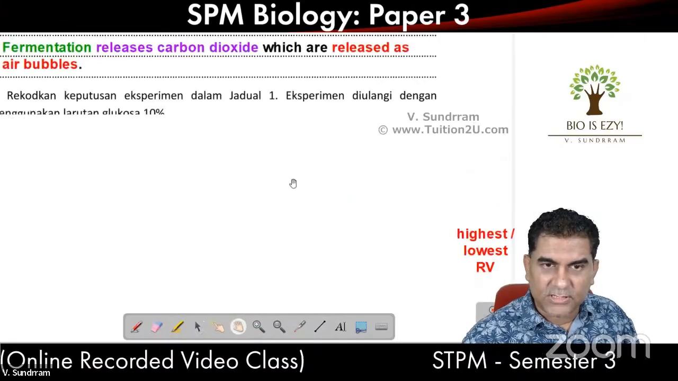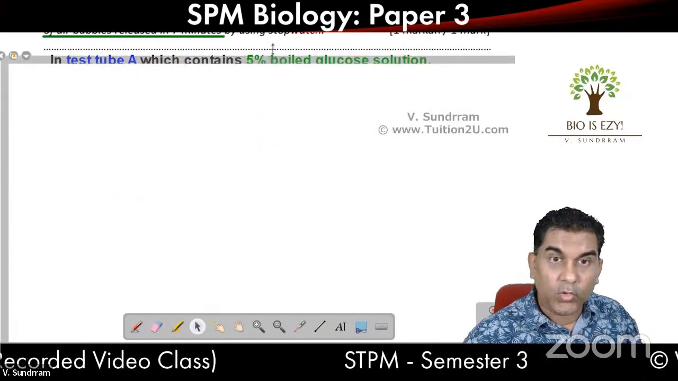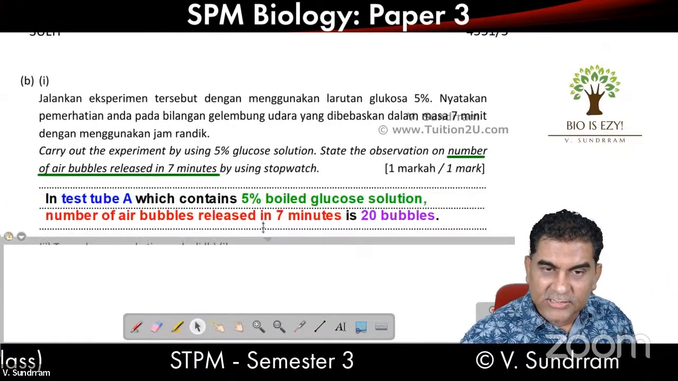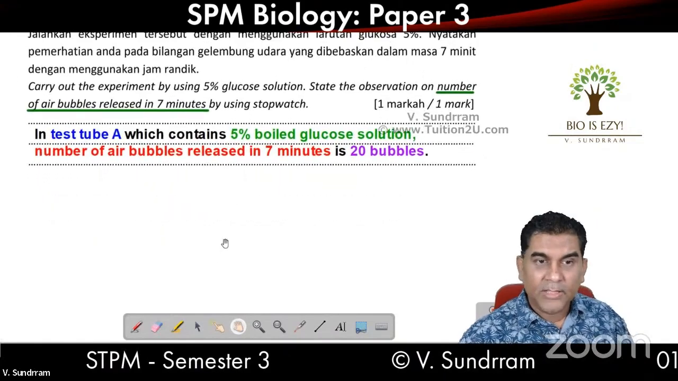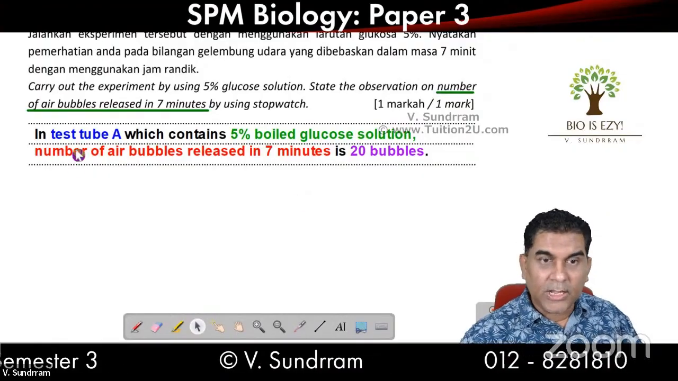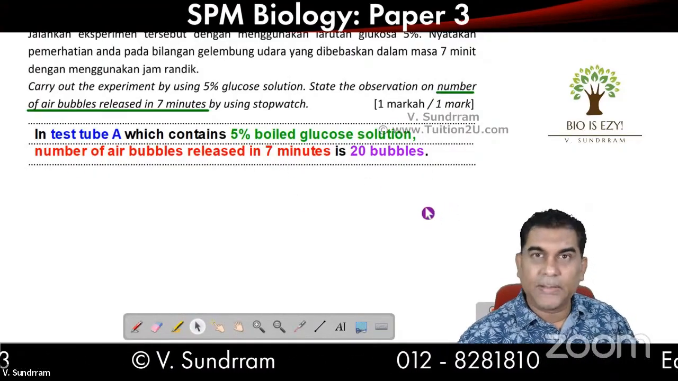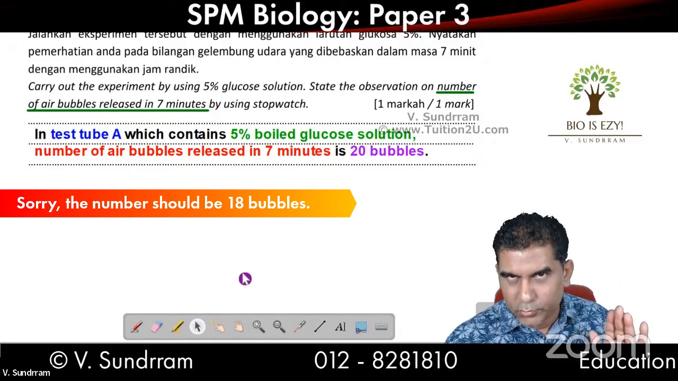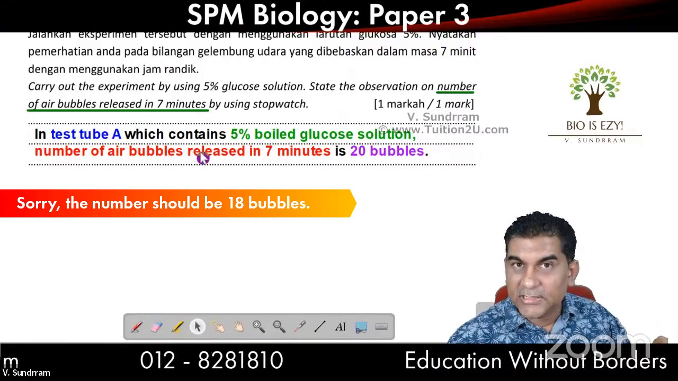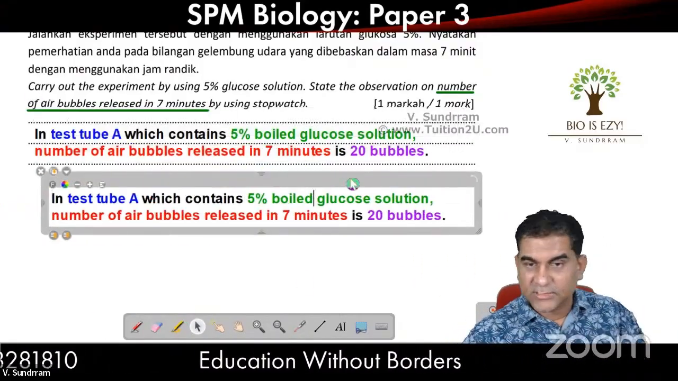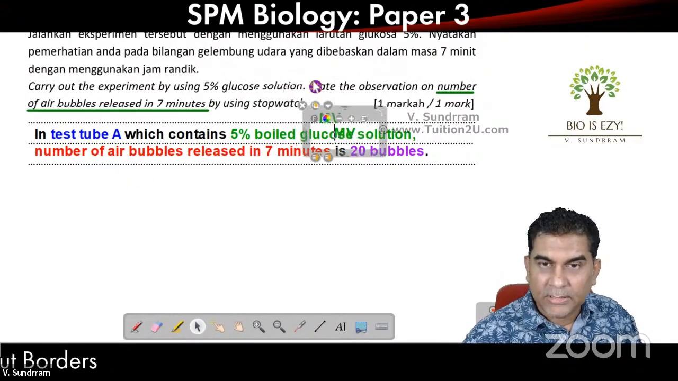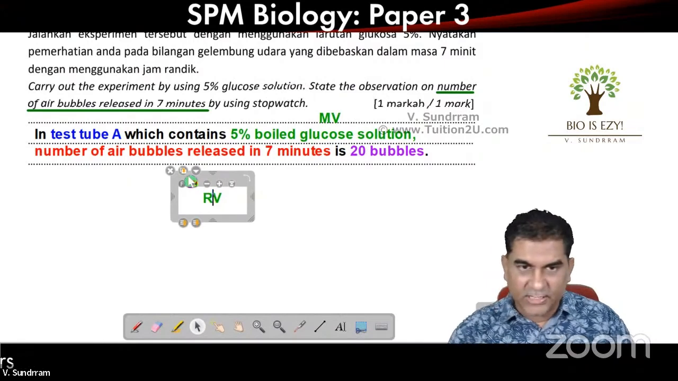Let me just cover all of these answers. Oh, you already see before I, never mind. Okay, so this is the observation that I'm giving. In test tube A, which contains 5% boiled glucose solution, number of air bubbles released in 7 minutes is 20 bubbles. I've already color coded for you. What's in green is manipulated variable. What's in red is the responding variable.